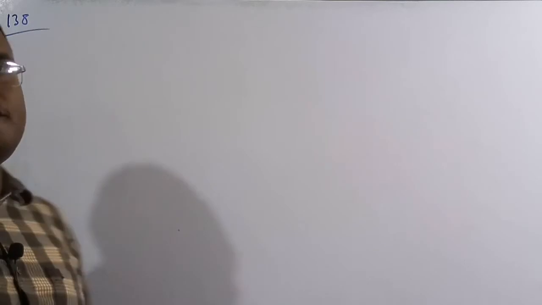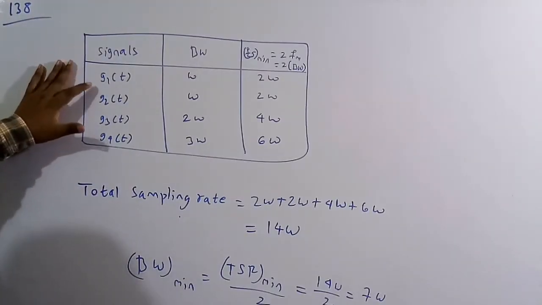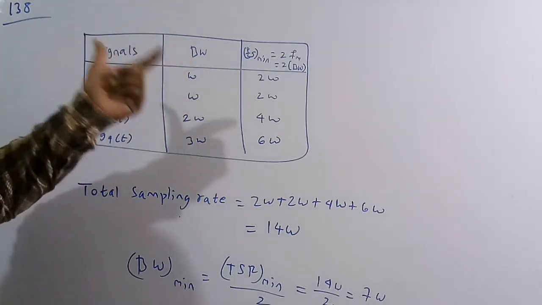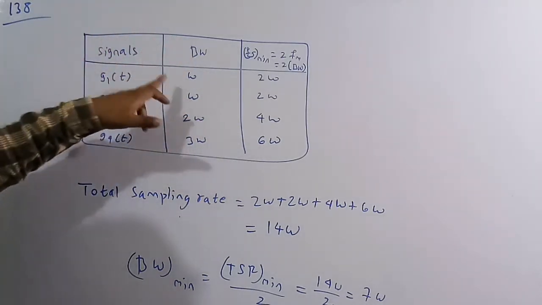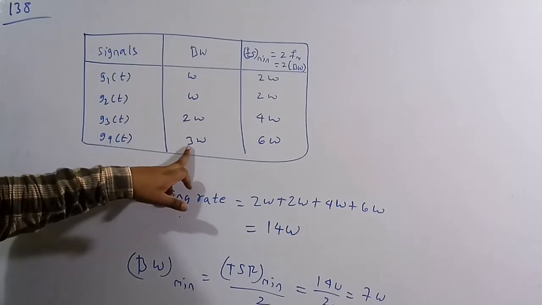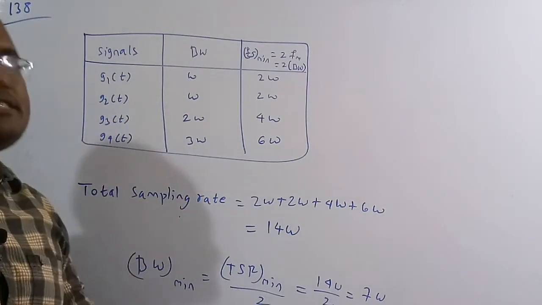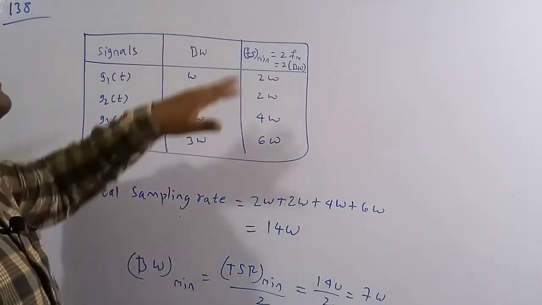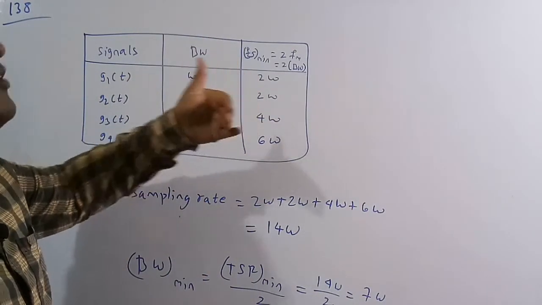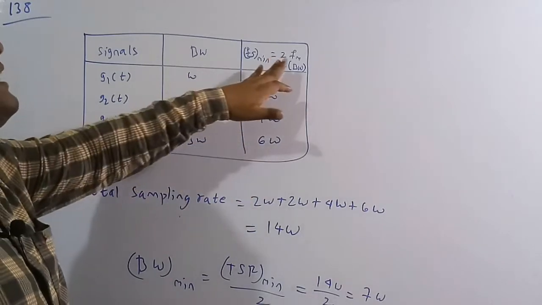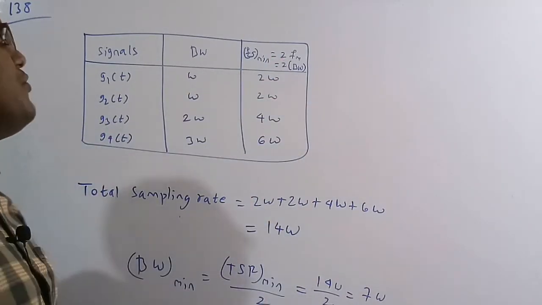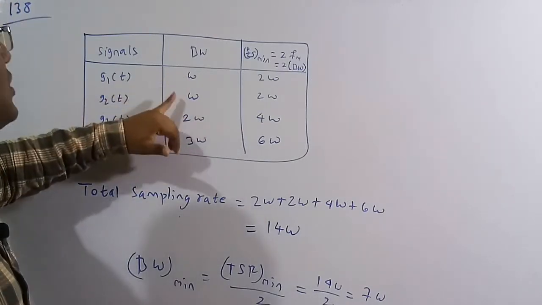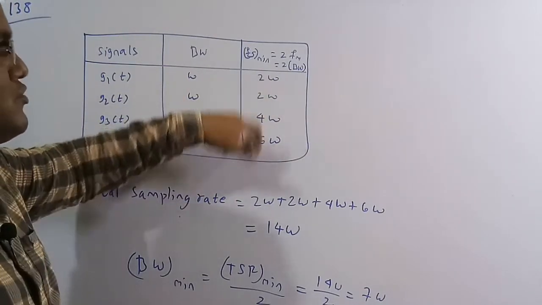So let's solve this numerical. So there are 4 signals, g1 of t, g2 of t, g3 of t and g4 of t. The bandwidth means the maximum message signal frequency possible is omega, omega, 2 omega and 3 omega. So here in the question they are asking what is the minimum bandwidth by using TDM, time division multiplexing. So the sampling frequency has to be minimum, then only the bandwidth will be minimum. So therefore it is twice the message signal frequency. So 2 into bandwidth. So you have to go for twice of each and every one. So 2 omega, 2 omega, 4 omega and 6 omega. So this is what we are going to get.